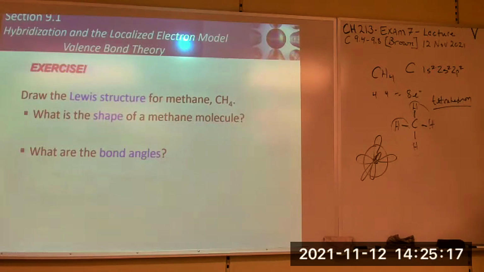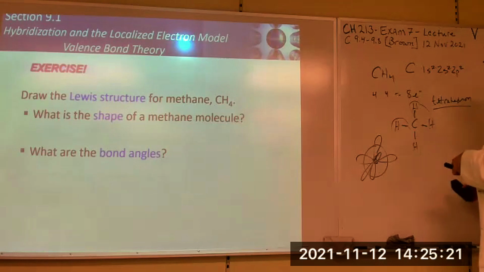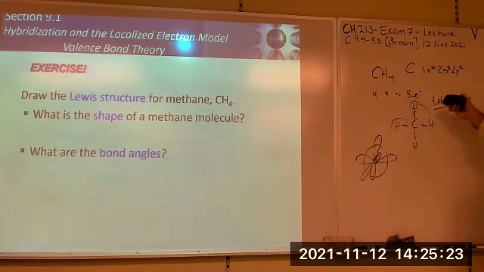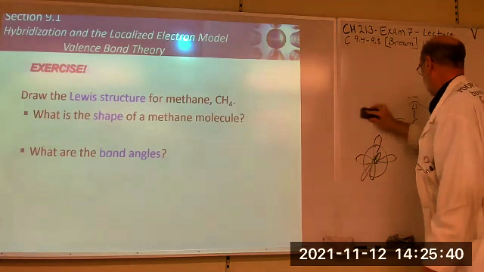I mean, the physical evidence and examination of this molecule says that the tetrahedron is the right structure. So we predict the right structure, but we can't explain it, because the localized electron model says the bonds are formed from overlap of atomic orbitals. So how do we get around this problem?